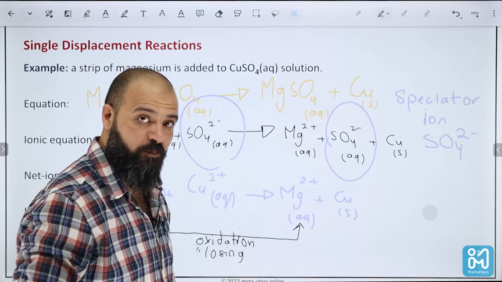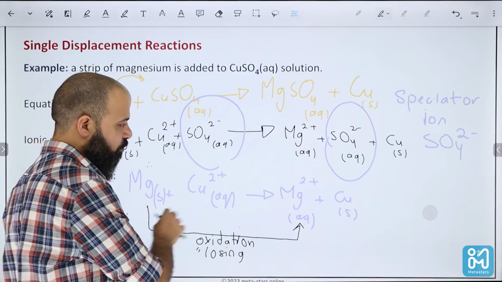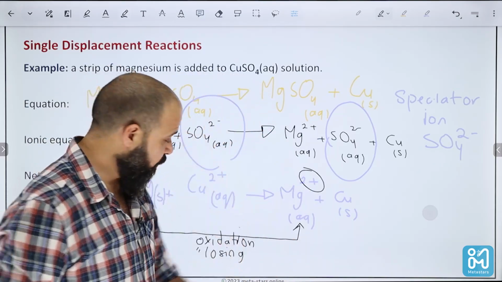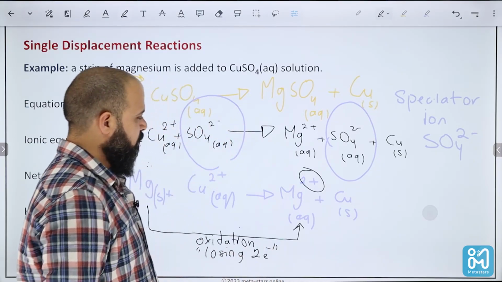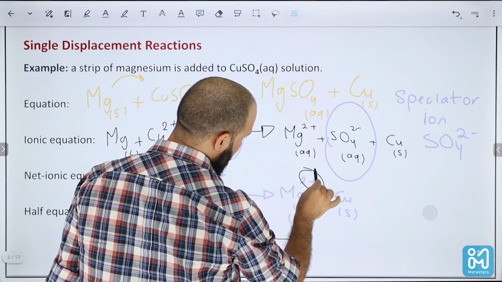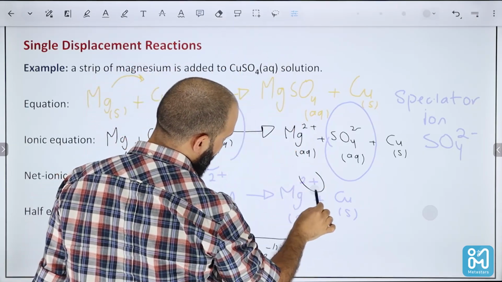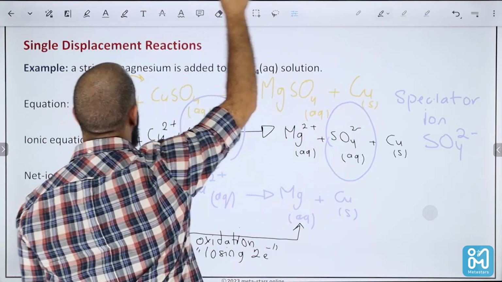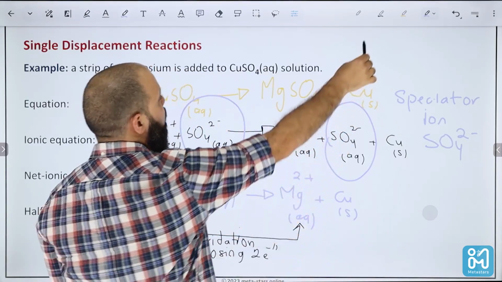How many electrons are being lost? The charge is 0. We don't have any charge here, and then I have 2 positive charges here. So this is losing of 2 electrons. Now we have the opposite status.